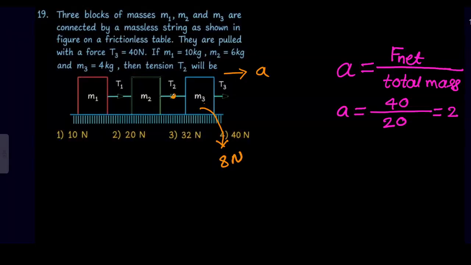Then how much is left after this block? The total we applied is 40. This block will take 8. Then how much is left for T2 after this block? 40 minus 8, how much? 32. Now how much for T1, tell me?